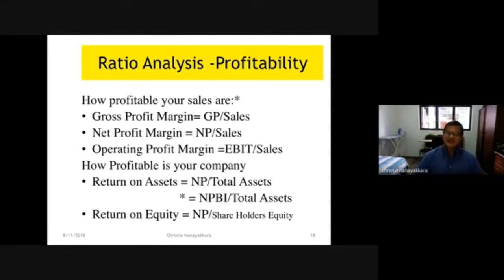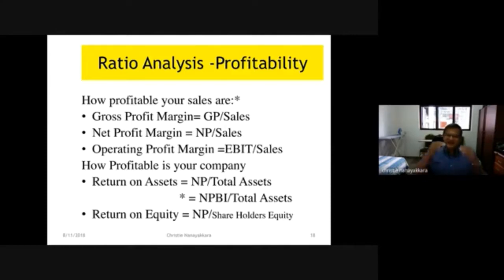Say he brings 100 million worth of goods for resale, so he sells 100 million worth of sales during a year, and it costs him 65 million. Then he has a 35 million gross profit. So 35 divided by 100 is his gross profit margin. We say he has a 35% gross profit.